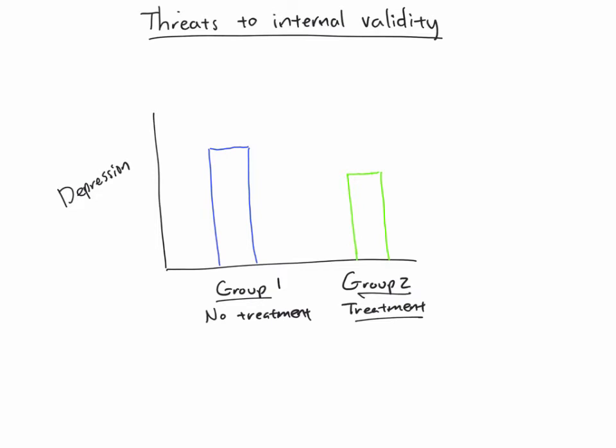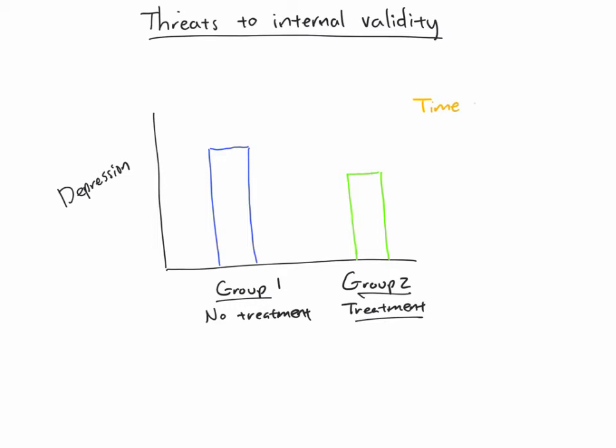Anything that is different between the two groups. Well, one thing that's different is our treatment. Our treatment is different, and that's supposed to be different. And what we're trying to say is that the difference in treatment is causing the difference in depression. But if we have other differences in the environment, then those differences could be causing the lower depression. So, for example, the time of day.